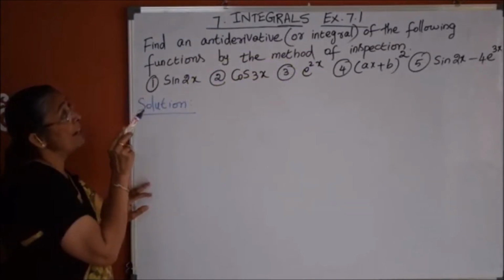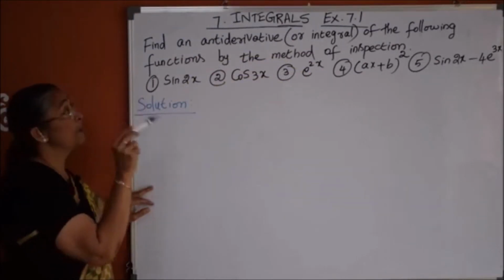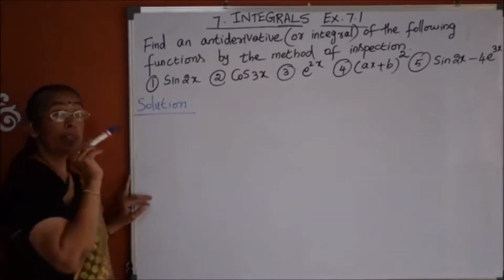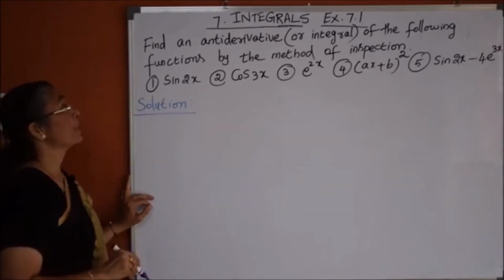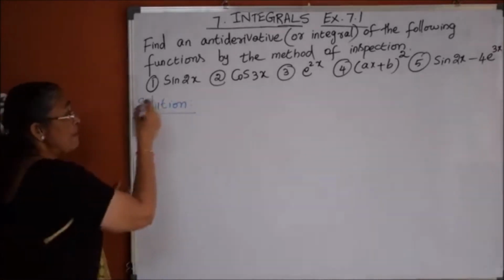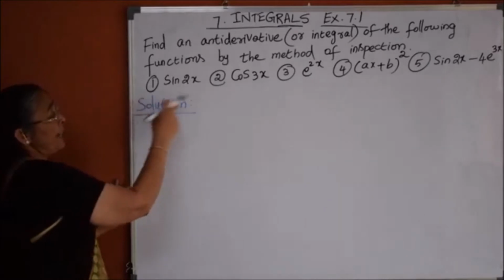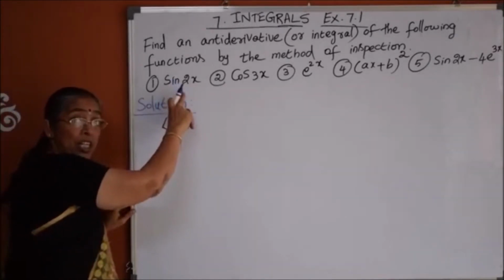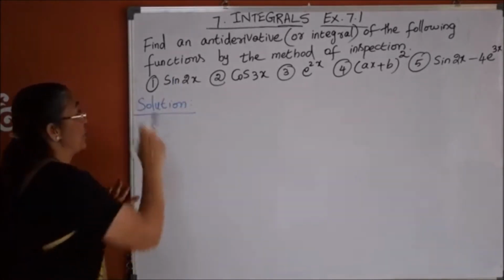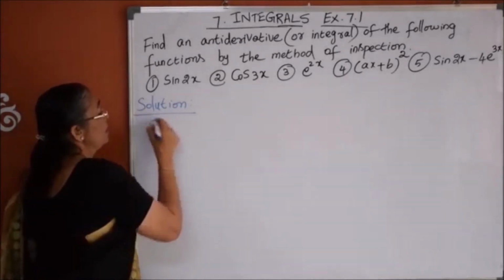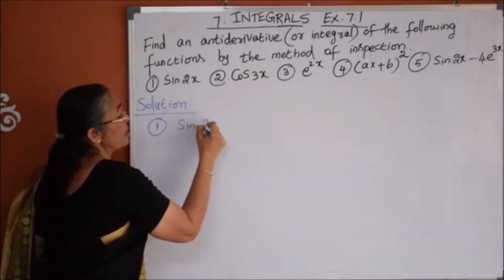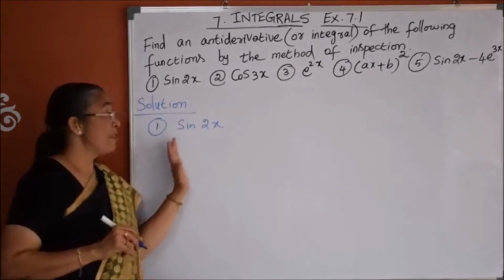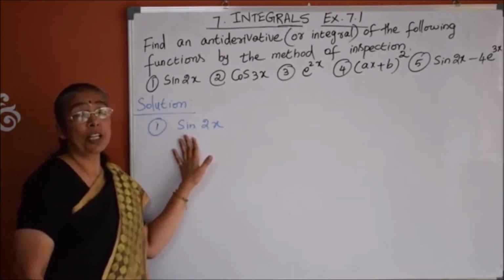Find an antiderivative or integral of the following functions by the method of inspection. So, for the given functions, we have to find out that the particular function is the differentiation of which function. See, for example, the first problem is sin 2x. The given function is the trigonometric function sin x.